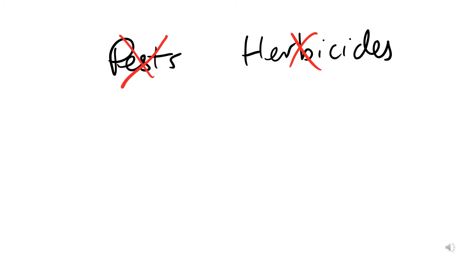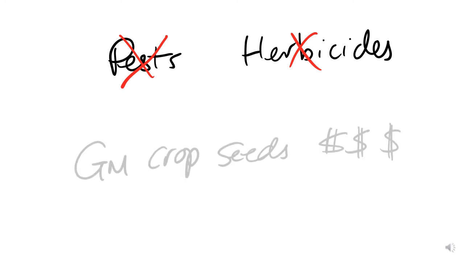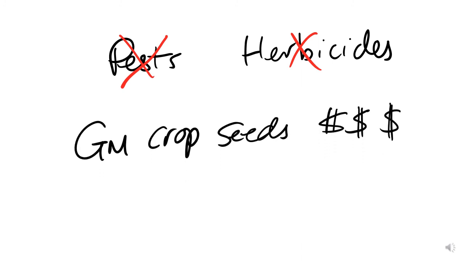GM crop seeds are more expensive than non-GM varieties, but farmers usually make more profit by growing the GM varieties, as long as people are willing to buy food from GM crops.